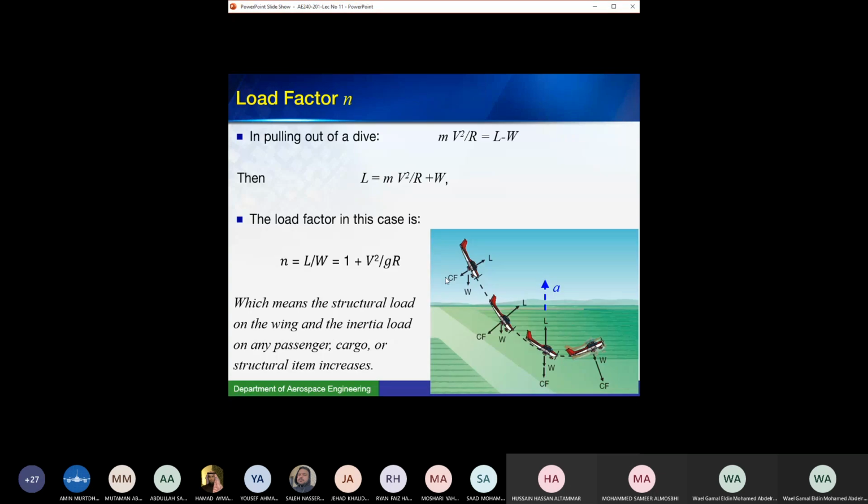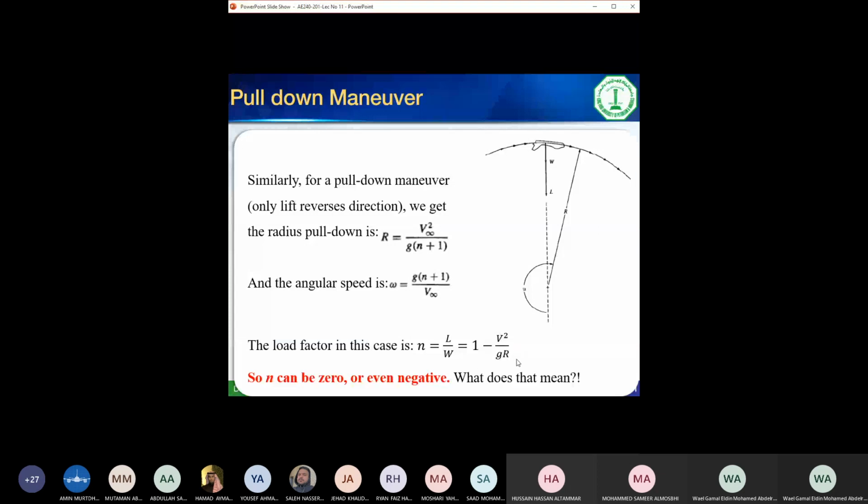Also, the expression for the load factor, 1 plus V square over GR, will be 1 minus V square over GR in negative maneuvers. Now, in a maneuver like this, in a negative maneuver, can the load factor be 0? From the equation, can the load factor be 0?